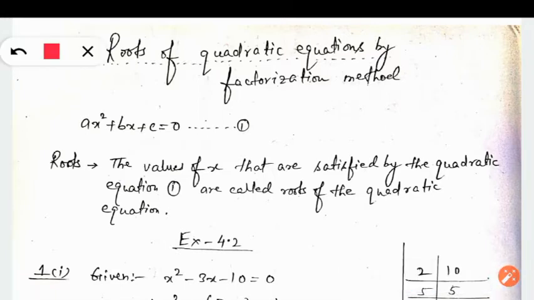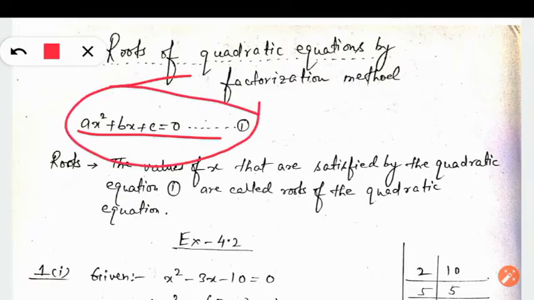Now what do you mean by roots of quadratic equation? Let's discuss first. I have taken one general form of the quadratic equation which I discussed in the previous video. What is the general form of quadratic equation? What do you mean by quadratic equations? We have done such questions in the previous exercise 4.1. So today we will do the next exercise 4.2.